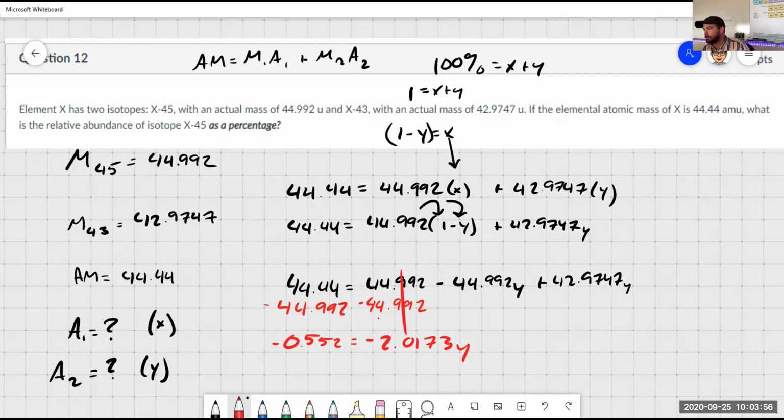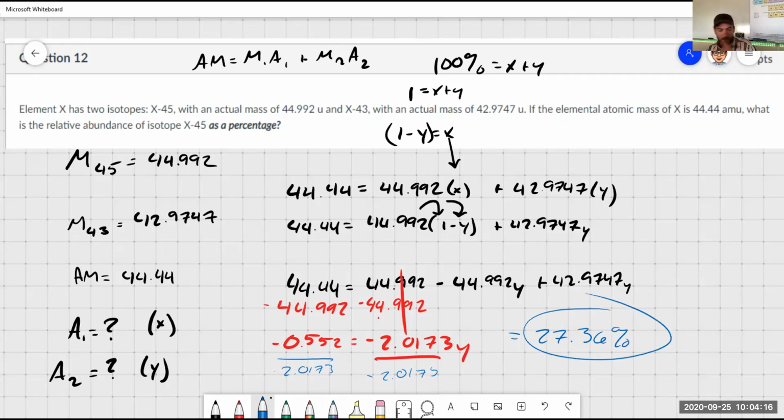How do we do that? We divide both sides by negative 2.0173. Whenever we take negative 0.552 divided by negative 2.0173, what are we left with as an answer? We are left with 27.36%. Now you're like, Mr. Lee, that's not the answer. You're exactly correct, because that's the answer to Y. Y is the A2, so Y is isotope 43.